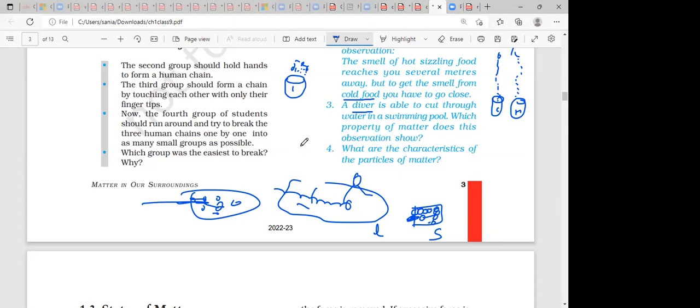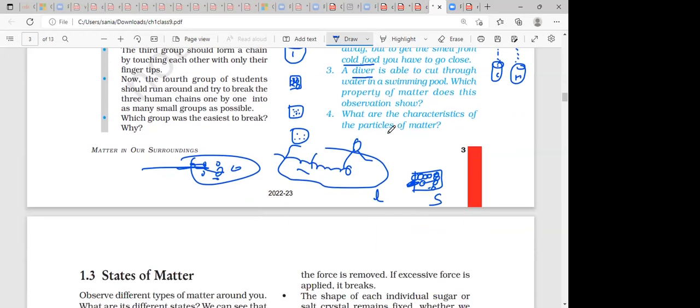Yes. Right? Okay. Because for example, this is solid, this is liquid, and this is gas. So in solid, the particles are closely packed. Liquid, it is somewhere like this. And gaseous, it is like this, the least packed. Okay. So he can easily cut it out, and that's why he is able to dive. And now, what are the characteristics of particles of matter?